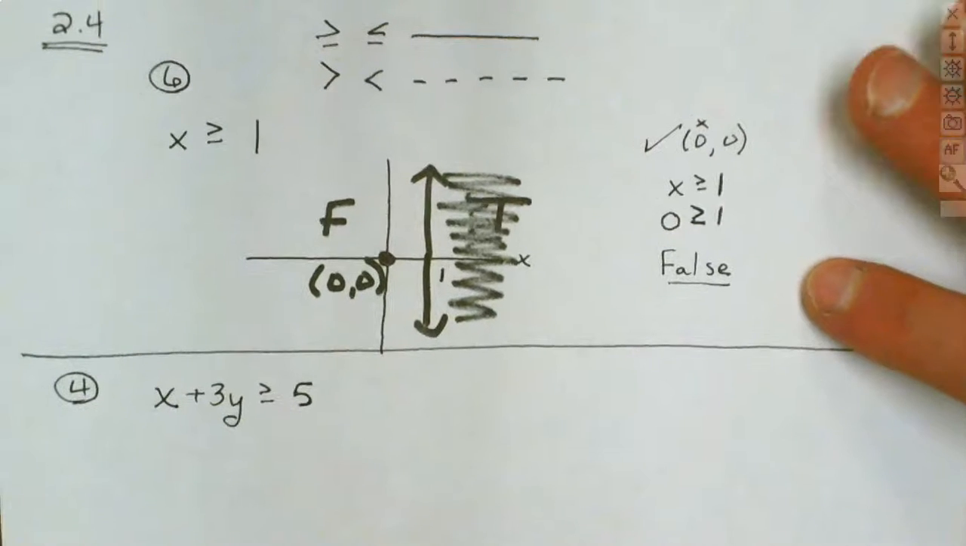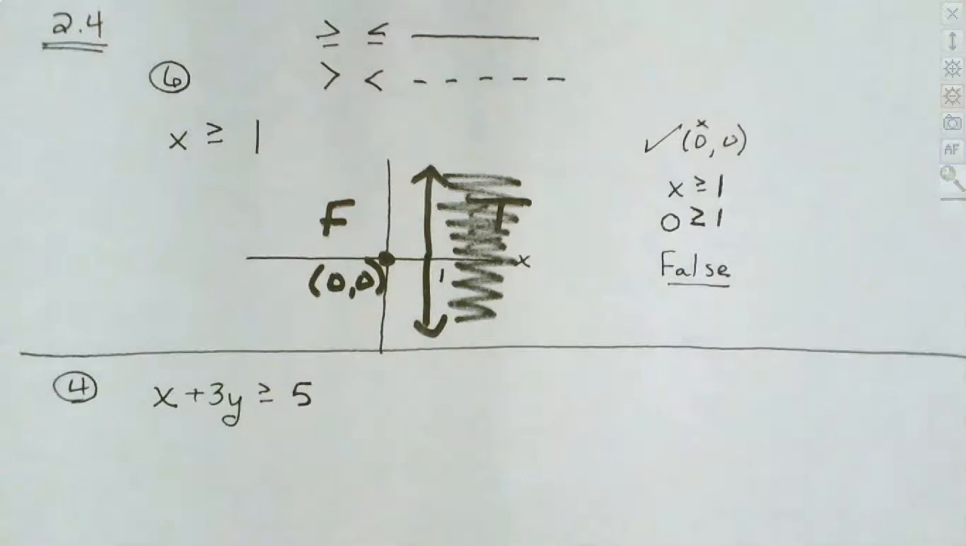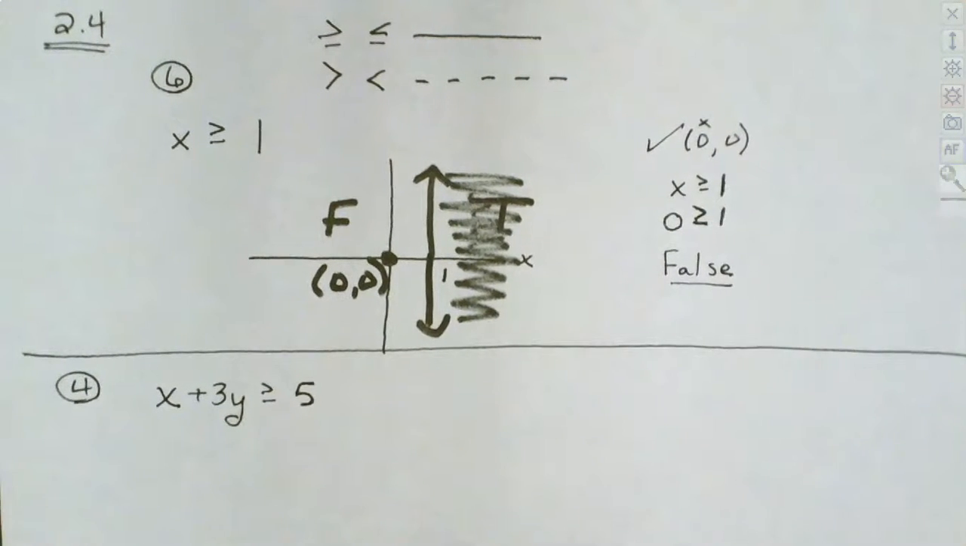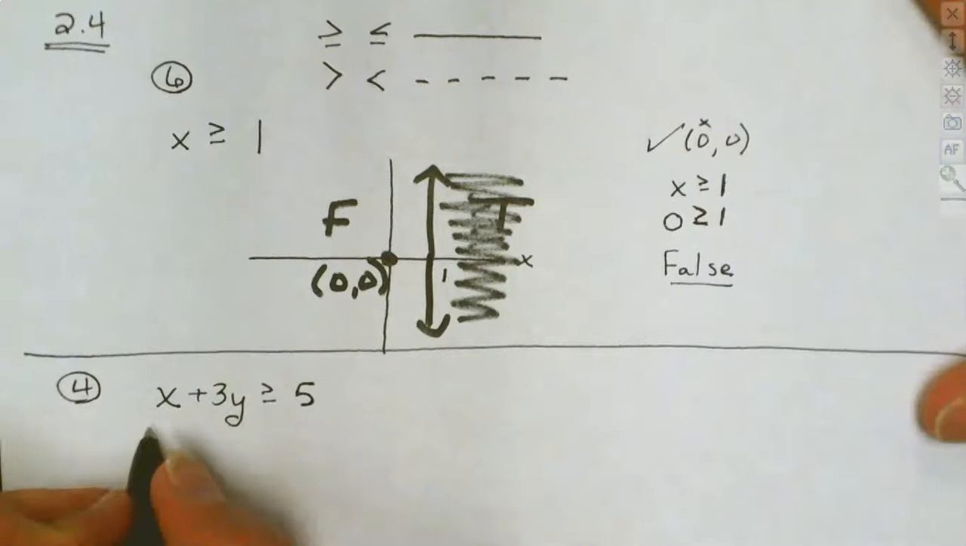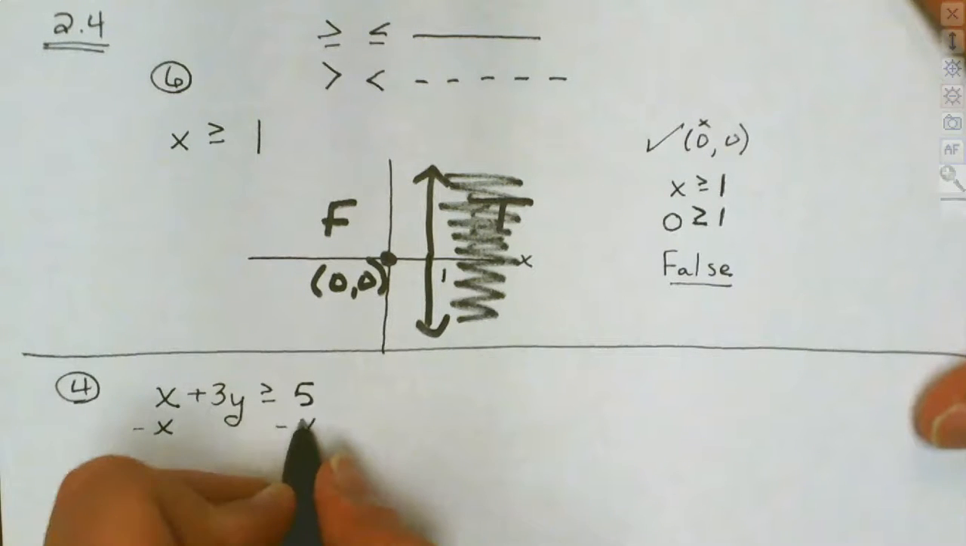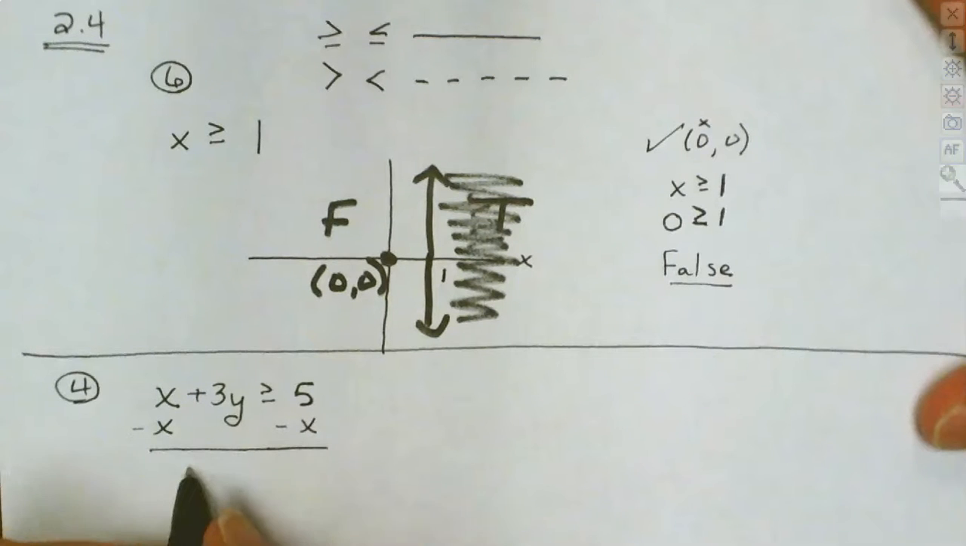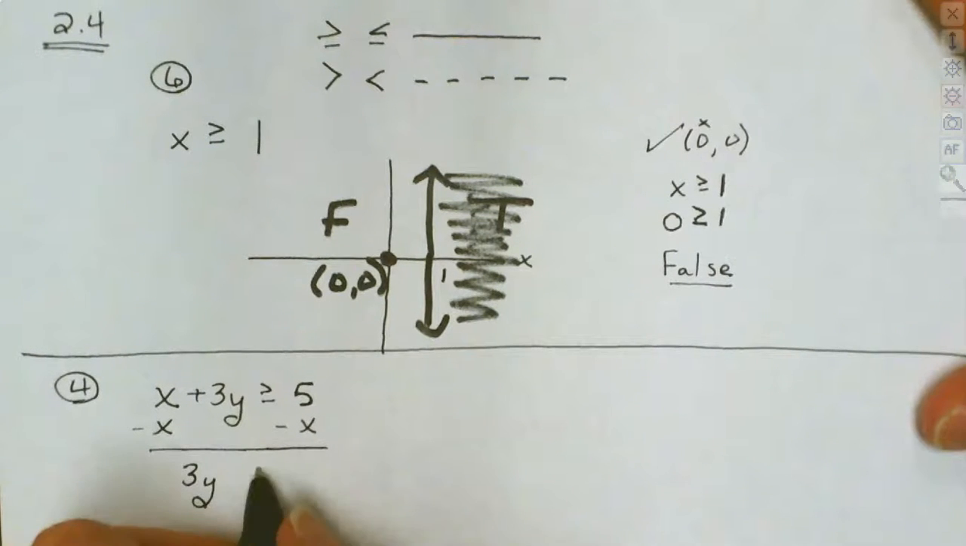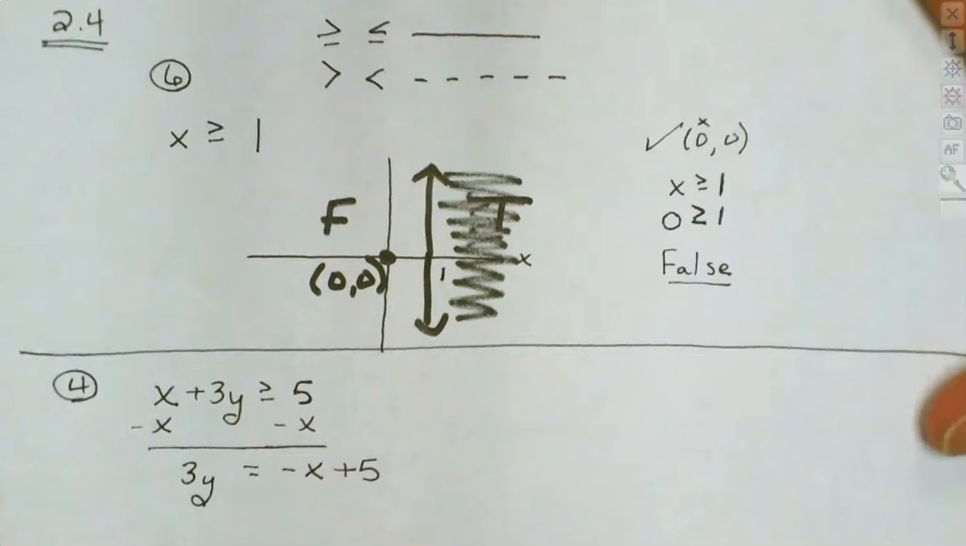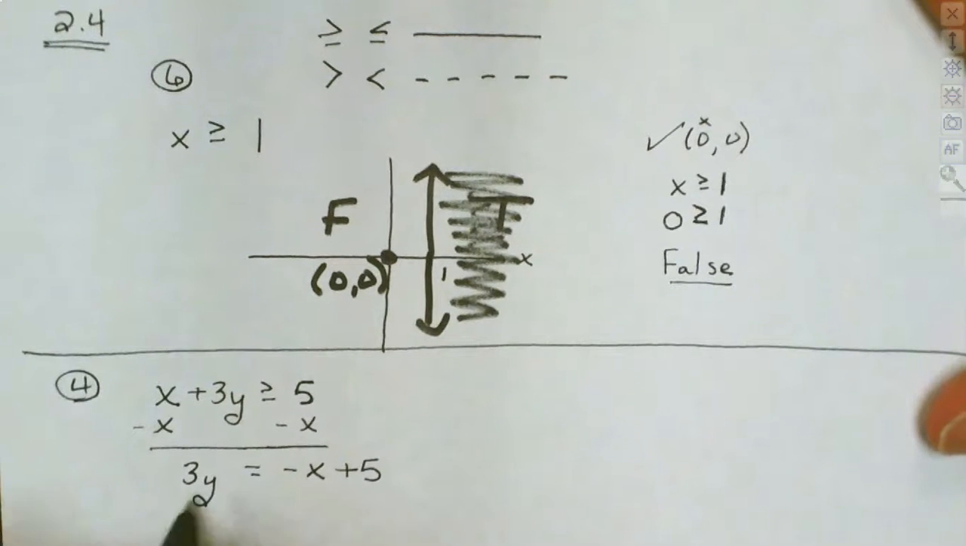Now this one has the x and the y both, so this is going to be a diagonal line. Anytime you've got both the x and the y, it's a diagonal line. So let's go ahead now and find our slope. How do we do that? We solve it for y here. Move that over, and now we've got 3y equals minus x plus 5. We'll divide everything by that 3.